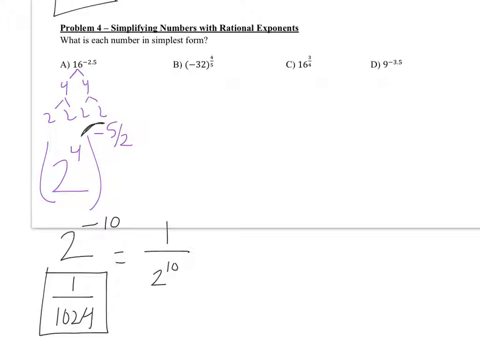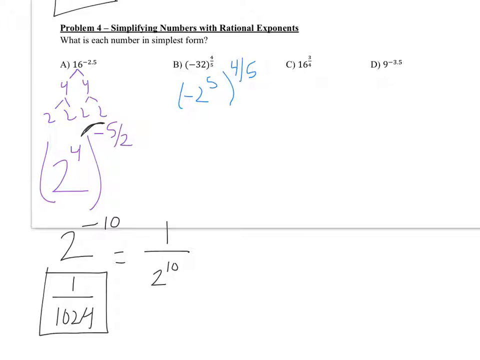Same thing though here. First I'm going to rewrite this with my prime factorization. So this would be negative 2 raised to the 5th power. That's negative 32, which is the same thing as negative 2 raised to the 5th power. And now I have 4/5. One thing I notice here is that this 4 right here is going to turn my answer positive.